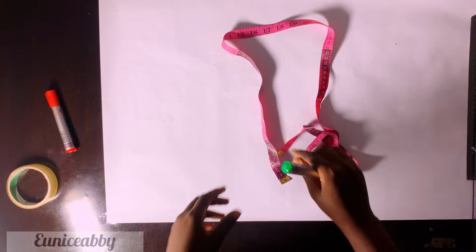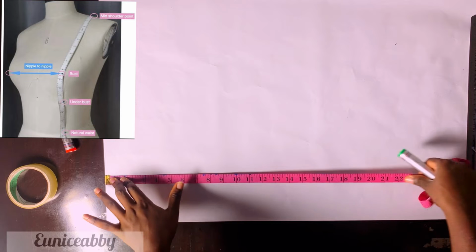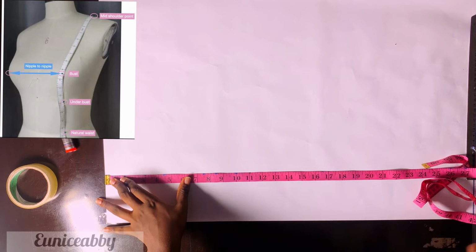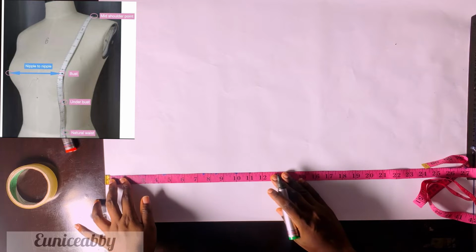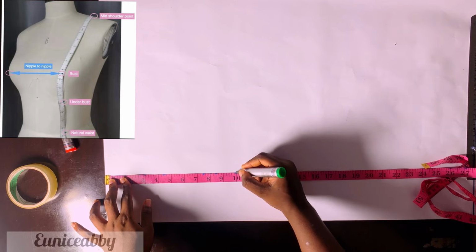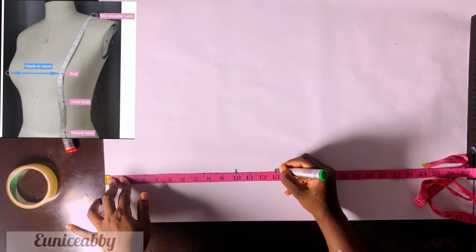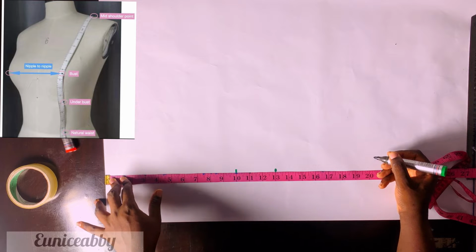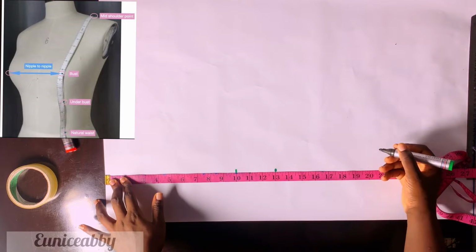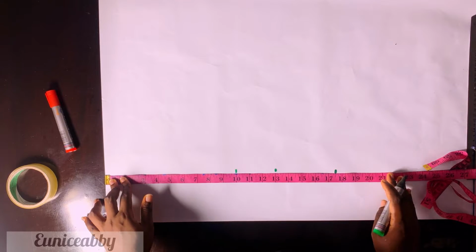The first thing I'm going to do is to mark all my vertical measurements, and I'm going to be starting with my shoulder to my bust point. My shoulder to my bust point is 10 inches, which I'm going to go ahead to mark. After which, I'm going to mark my shoulder to my under bust, which is 13 inches. After that, I'll proceed to mark my shoulder to the waistline, and that is 17.5 inches, and that is where my top will be stopping as well.